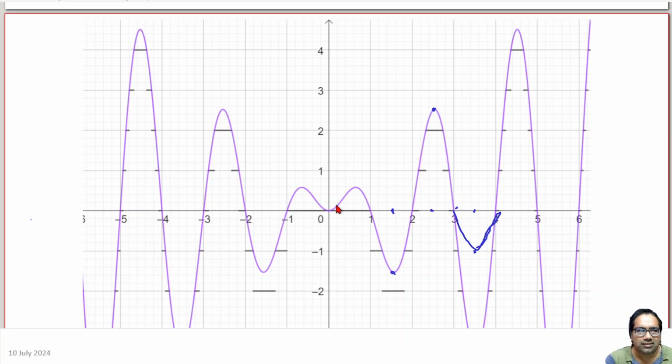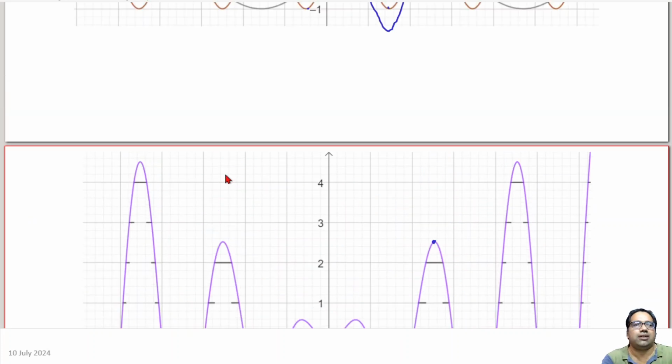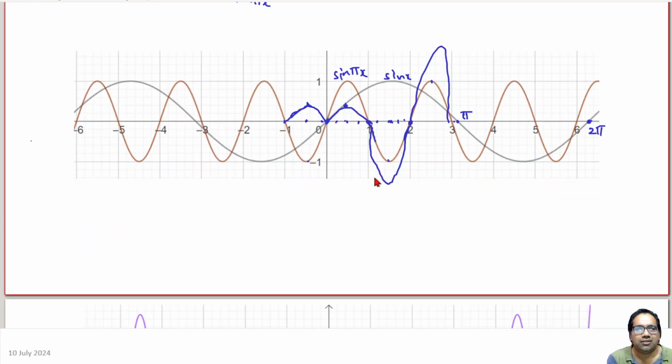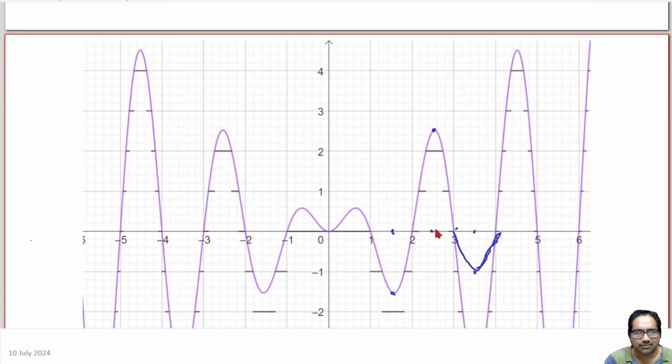Right? You can clearly see, right? This part is between 0 to 1. We are multiplying the sine graph with some number between 0 and 1. This part you are multiplying with some number between 1 and 2. So that's why this is bigger. This part you are multiplying with some number between 2 and 3. So that is even bigger. This part is again you are multiplying with some number between 3 and 4. That is even bigger. So this amplitude keeps increasing.